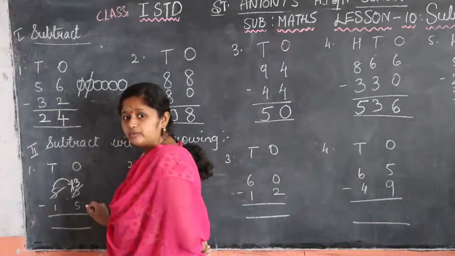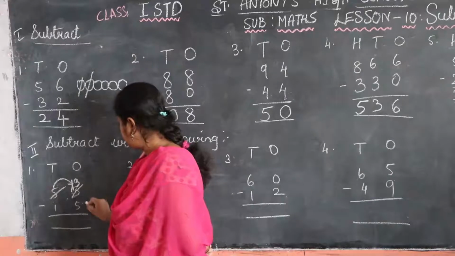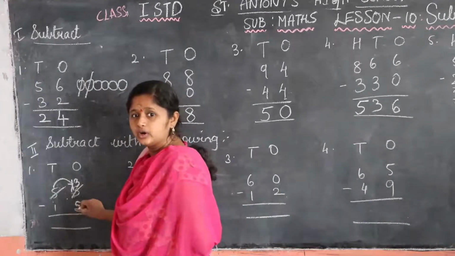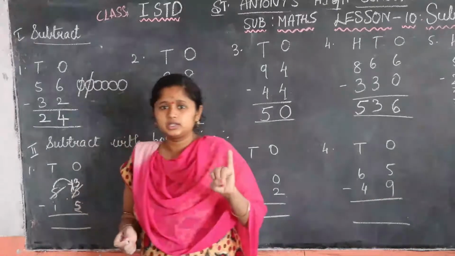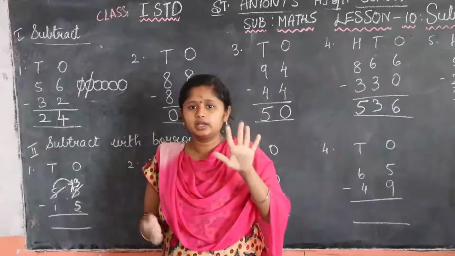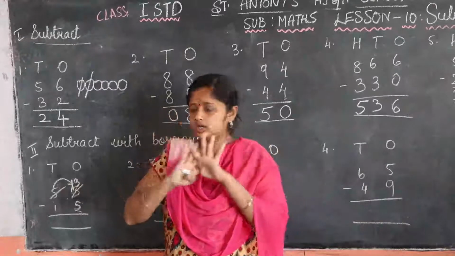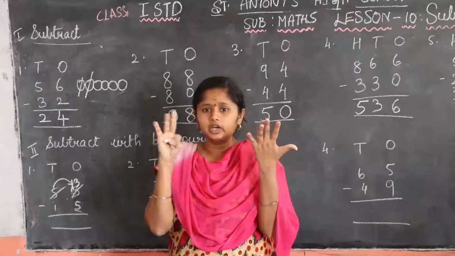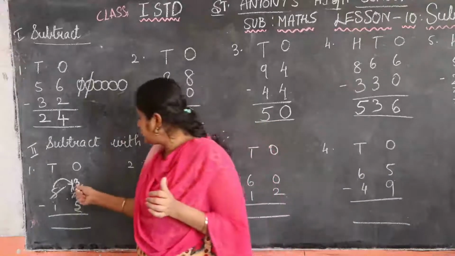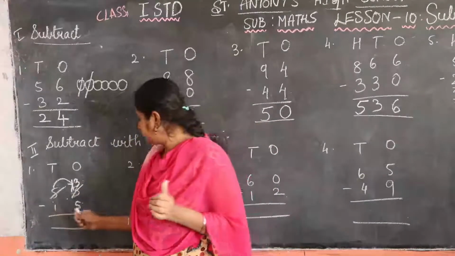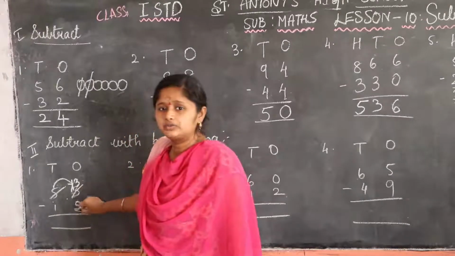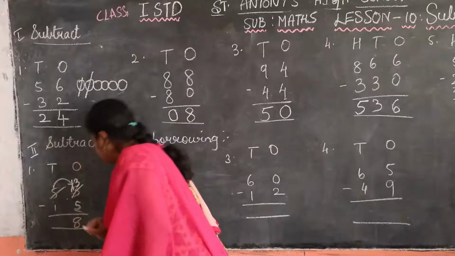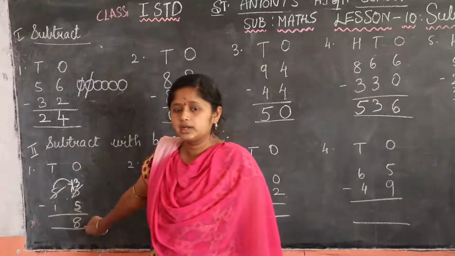You have to count it from down. Start from 5, then after 5: 6, 7, 8, 9, 10, 11, 12, 13. Until this number comes, you have to count. How many fingers are there now? We subtracted 13 minus 5. 13 minus 5 is how much, children? 8. We counted and we wrote the number 8.